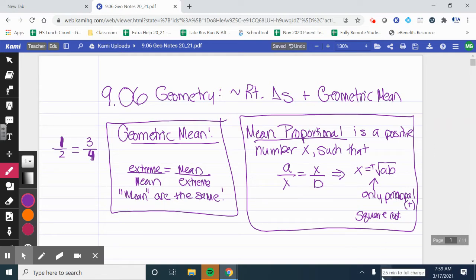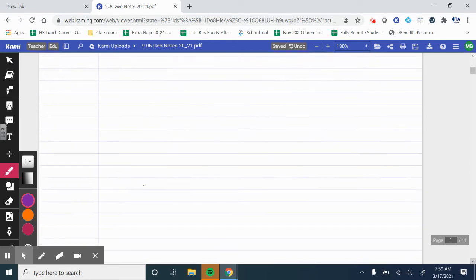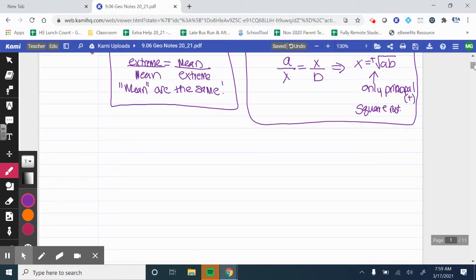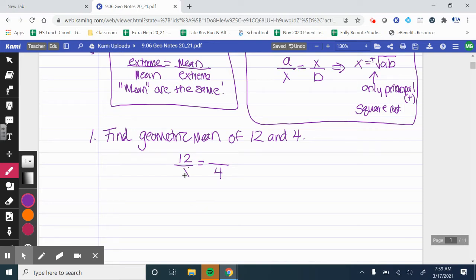All right, so let's first just find some geometric means before we start doing it with our triangles. So number one, find the geometric mean of 12 and 4. Okay, so if those are my two numbers and I want to find the geometric mean of them, I'm going to take those two are going to become my extremes. And then my geometric mean are those middle numbers, and those have to be the same.